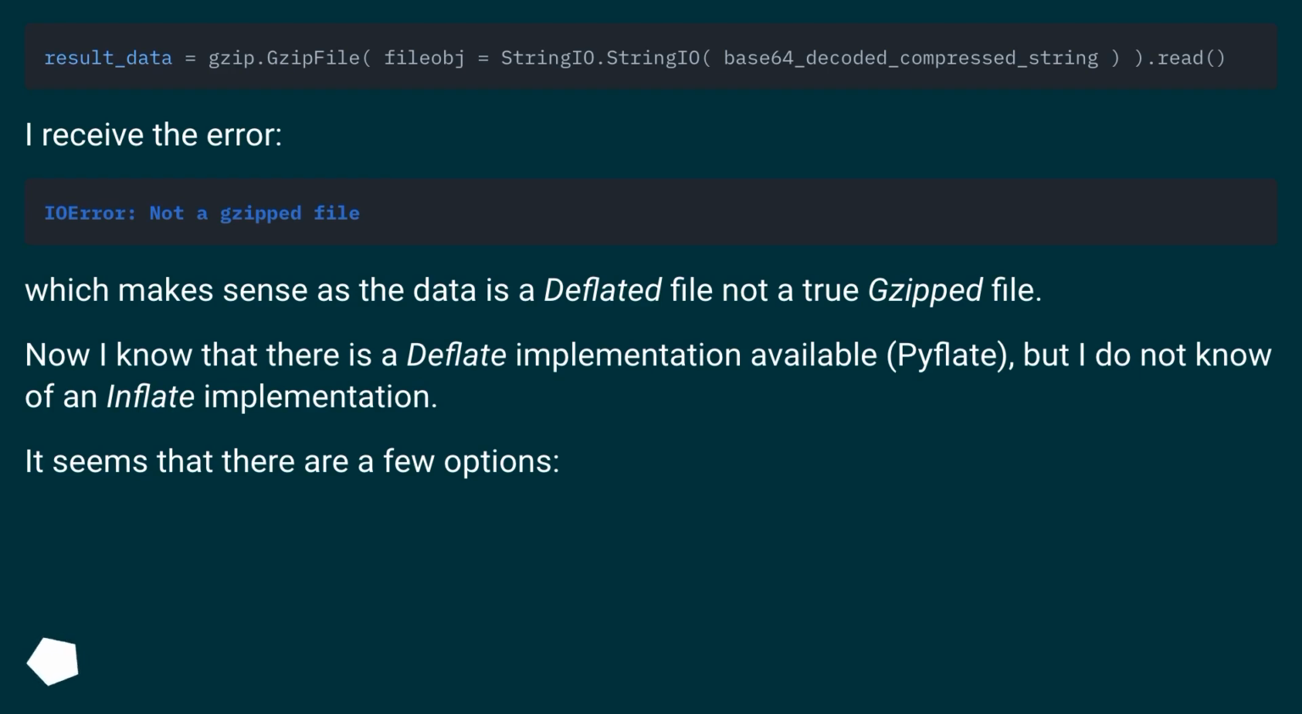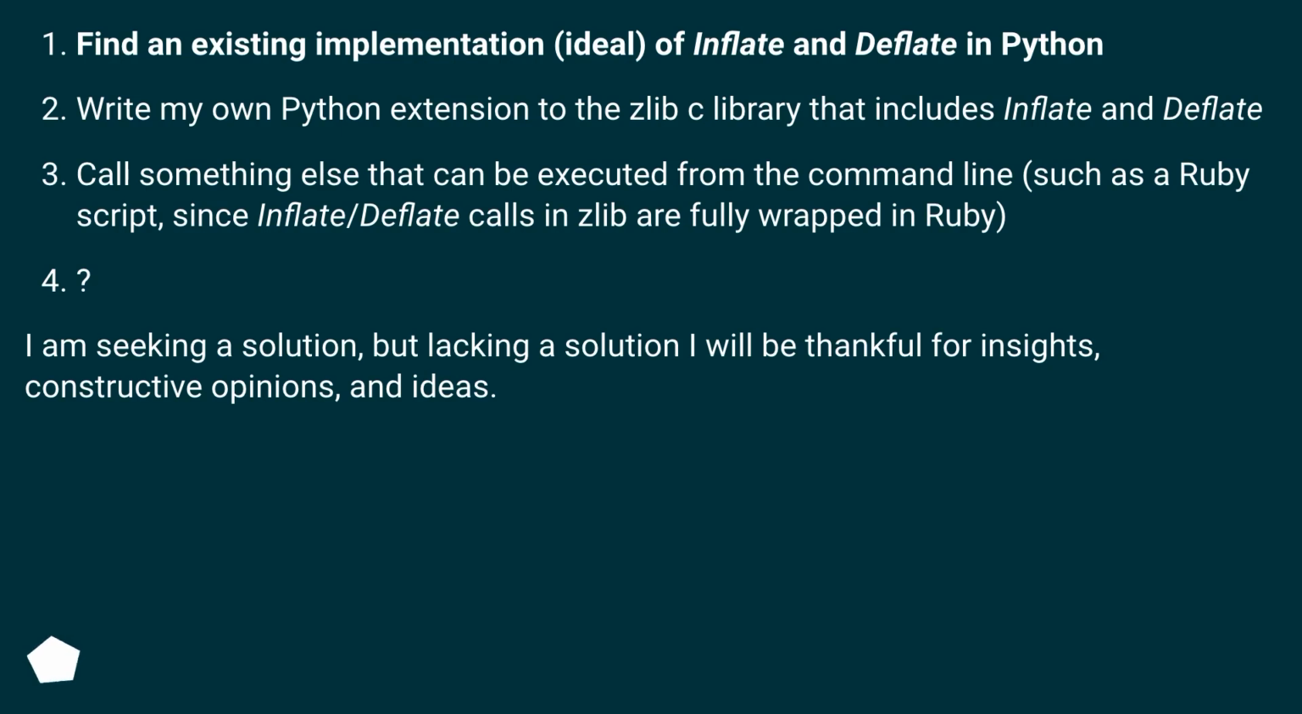It seems that there are a few options. Find an existing implementation, ideally, of inflate and deflate in Python. Write my own Python extension to this libc library that includes inflate and deflate. Call something else that can be executed from the command line, such as a Ruby script, since inflate/deflate calls in zlib are fully wrapped in Ruby. I am seeking a solution, but lacking a solution I will be thankful for insights, constructive opinions, and ideas.